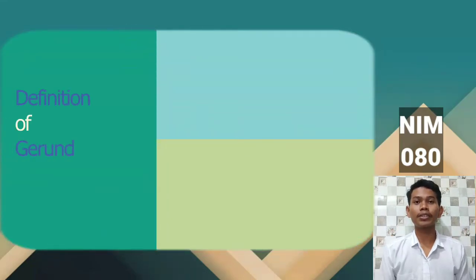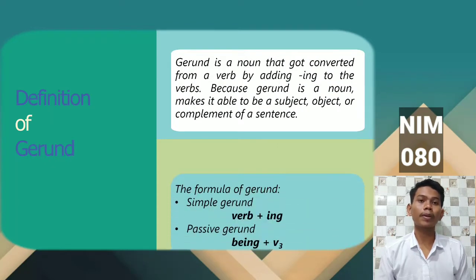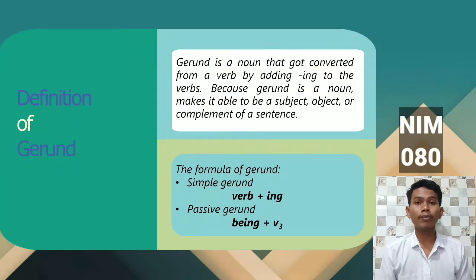Definition of gerund. Gerund is a noun that got converted from a verb by adding -ing to the verb. Because gerund is a noun, it is able to be a subject, object, or complement of a sentence. There are two formulas of gerunds. The first, simple gerund: verb plus ing, and the second, passive gerund: being plus verb 3.